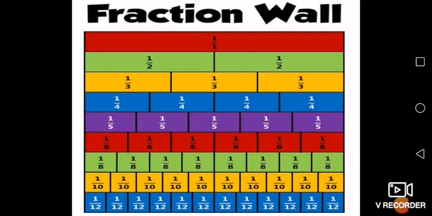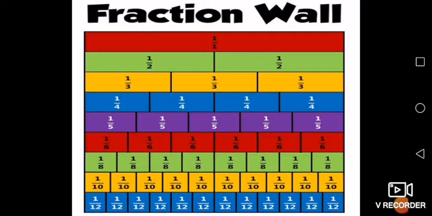Now if the whole is divided into 3 parts, then each part will represent 1 by 3 because total parts are 3. Similarly, if we fold it into 4 parts, here you have to see the length of each strip is the same as the first whole. The length of the strip is the same, but the only difference is that the number of parts will be increasing in every strip.